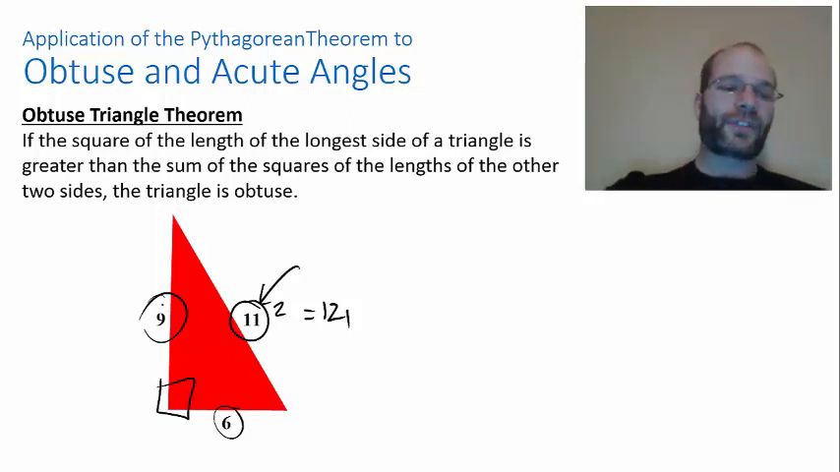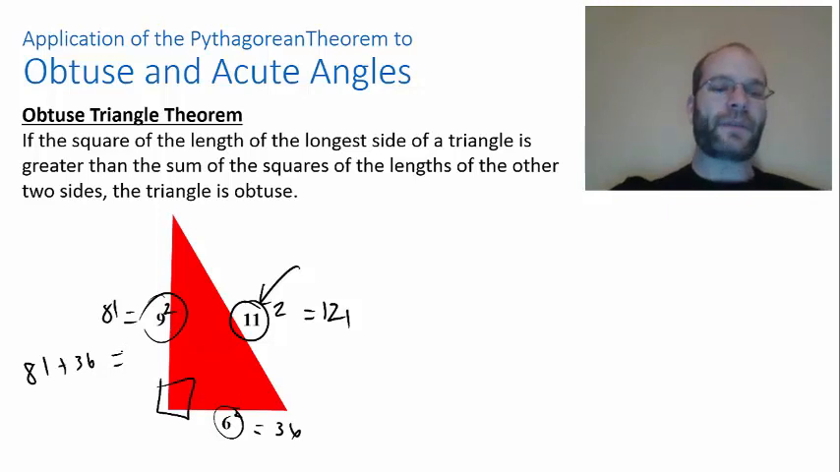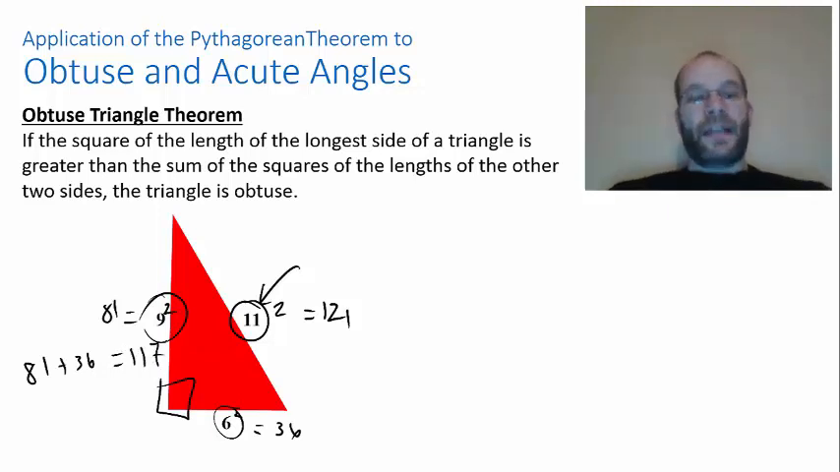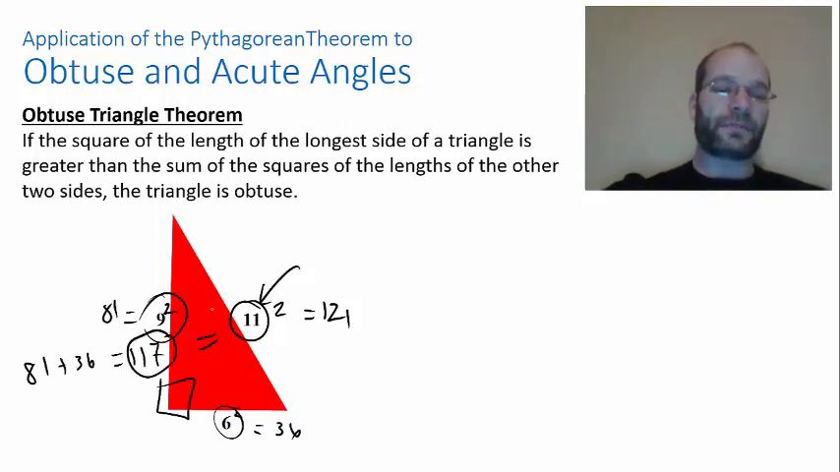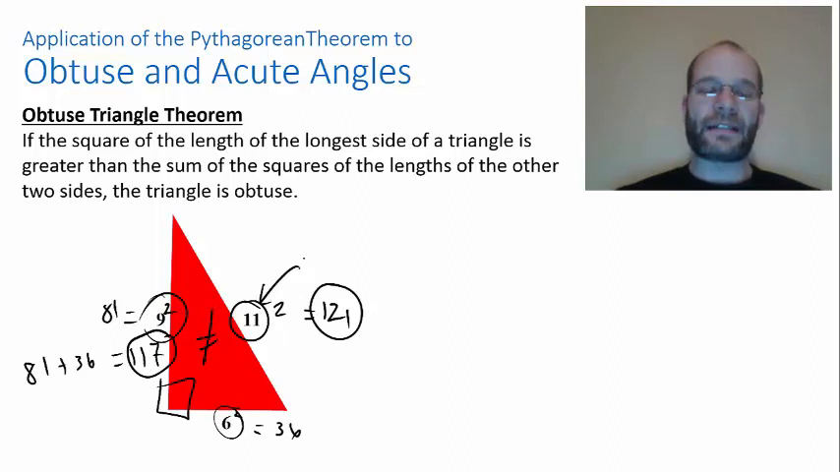Let's check that out. So we square the 9, which is equal to 81. And we'll square the 6, which is 36. And then we'll add the 81 plus the 36. And what do we get? 81 plus 36 is 117. In other words, the sum of the squares of the legs is not equal to the square of the longest side. Therefore, we can be certain that this is not a right triangle.